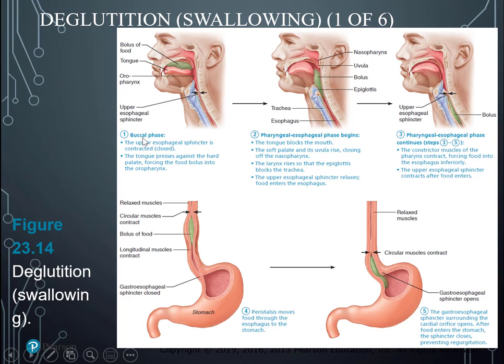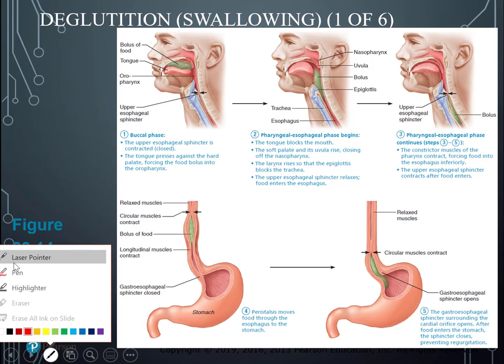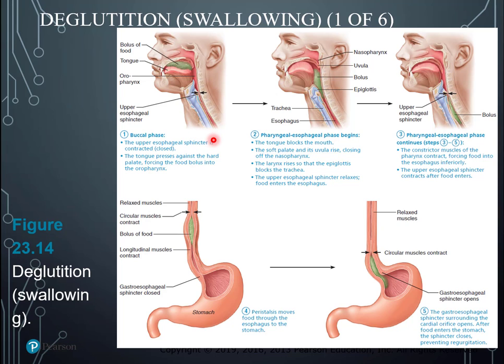You have the buccal phase, where the upper esophageal sphincter is contracted. The buccal phase is actually contracted, and the upper esophageal sphincter is closed. Now the tongue presses down again very hard against the palate, forcing the food bolus into the oropharynx.